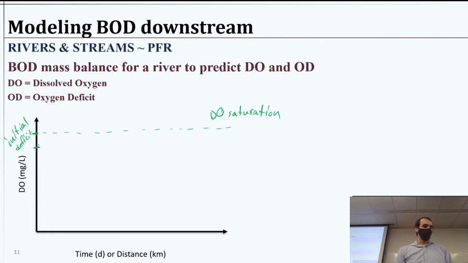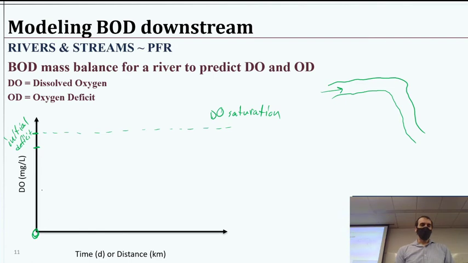So let's say we have some initial deficit, but then we discharge wastewater at time or distance zero here. We can think of a river or a stream as flowing kind of like a plug flow reactor. It's traveling downstream, and maybe there's a bend in the stream, but the flow is just heading down at some rate, and we can consider the distance basically equal to the time. So we can use this plot here, distance or time downstream.